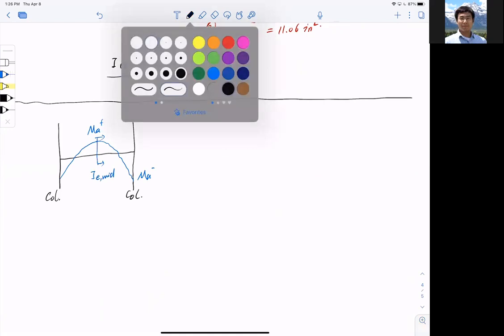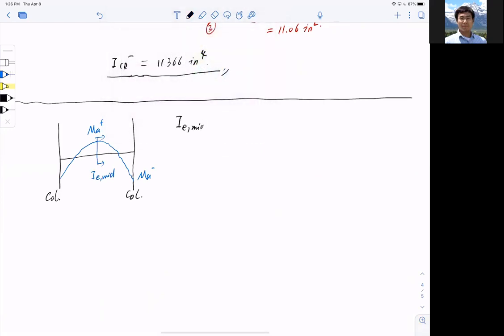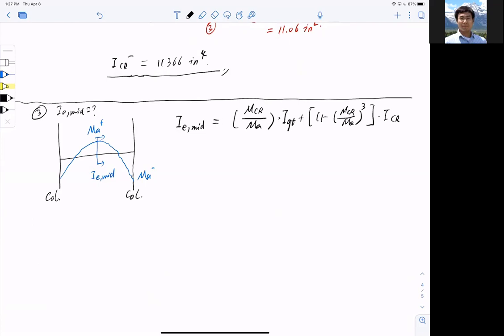So I'm going to use the equation here. I say IE midspan would equal to MCR divided by MA, okay, so this is step 3. MCR divided by MA, bracket outside to the power of 3, multiplied by IGT, plus 1 minus MCR divided by MA, bracket outside, to the power of 3, and multiplied by ICR. Okay, now pay attention. This is middle span. All right, that means it is a positive bending moment. That means this is positive. This is also positive.